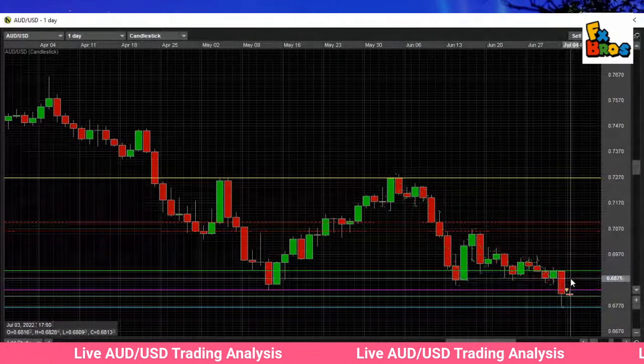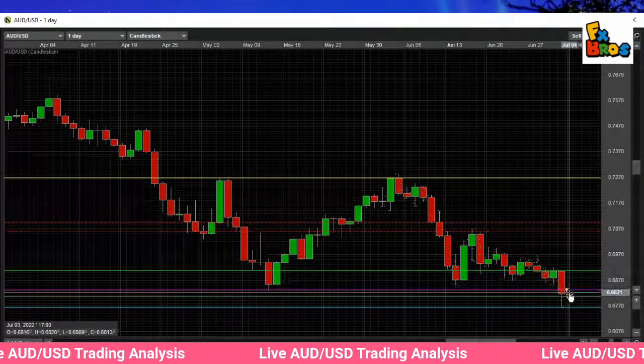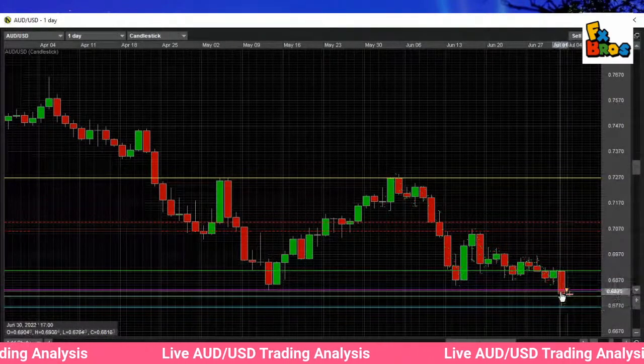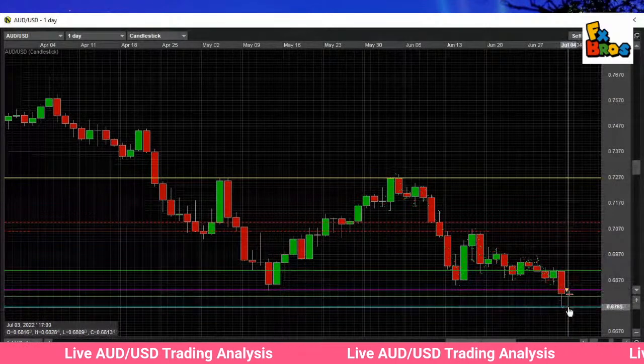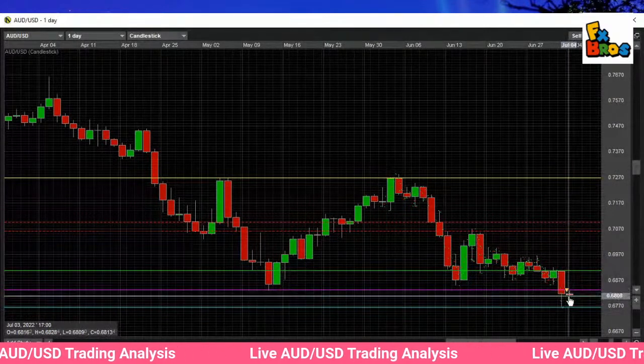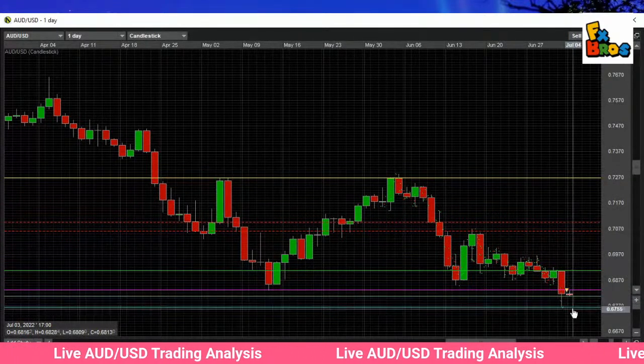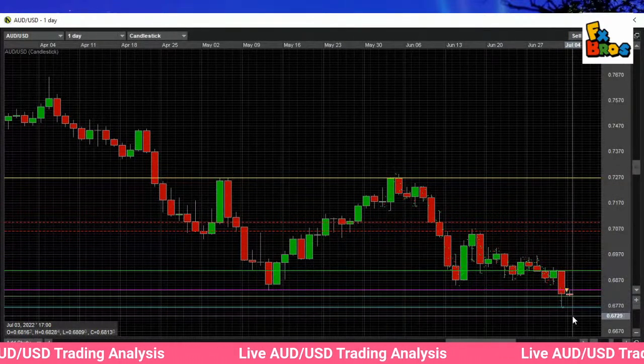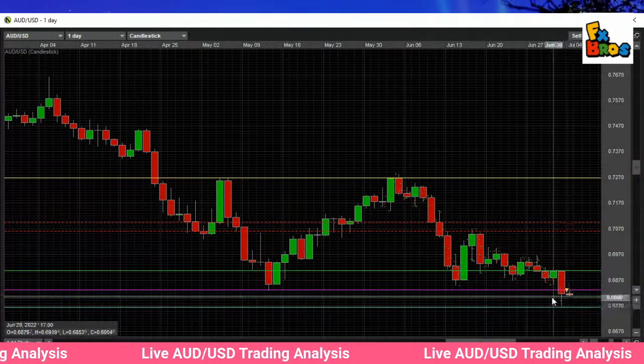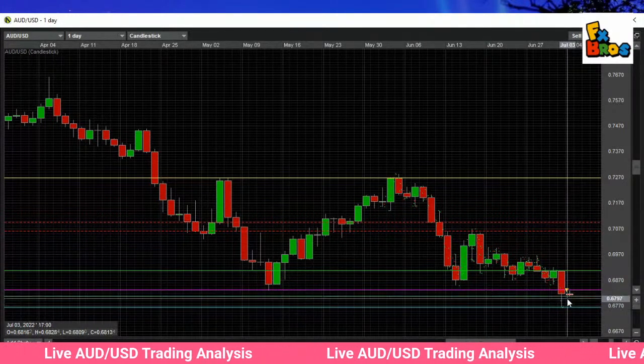So I could see us easily filling this wick of the previous day. So we have to monitor that and see on a lower time frame how that trades down into this low of the previous day.